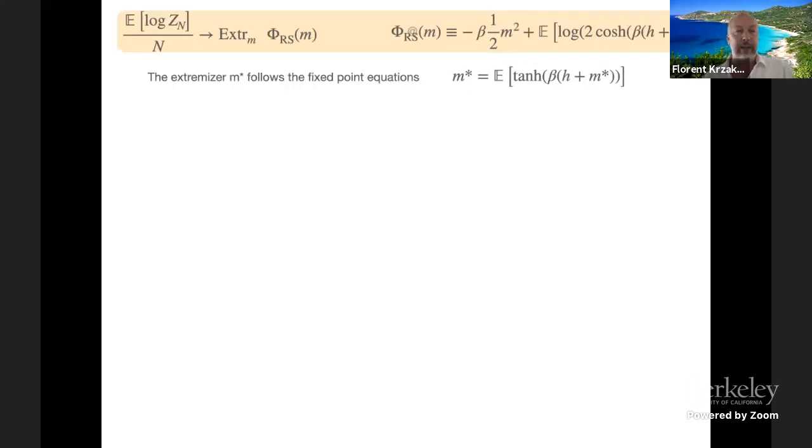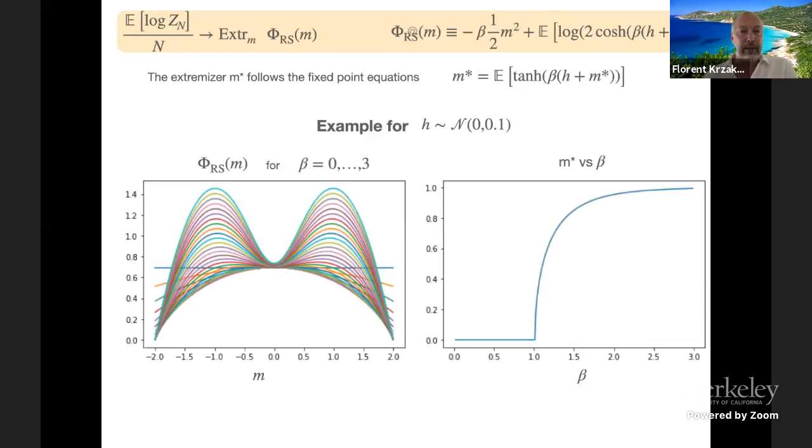once we are there, physicists are happy. They are looking for the extremum here. It's easy to extremize this function. In fact, this is a fixed point condition. m star should be equal to the expectation of the hyperbolic tangent of beta times h plus m star. This expectation is over the distribution of h. And then you can put this in a computer. For instance, here I use h with a variance 0.1. And I'm plotting here many plots of this function.